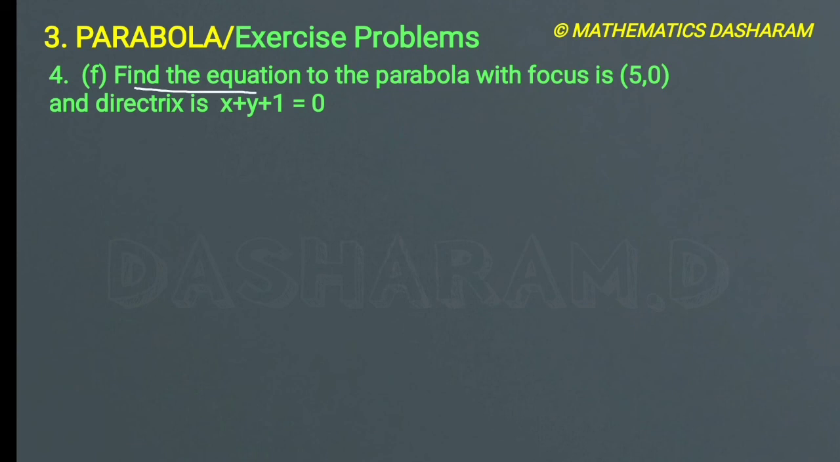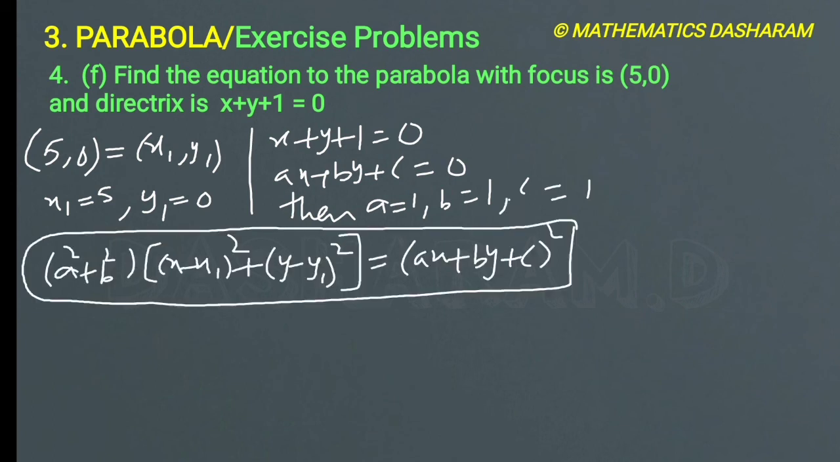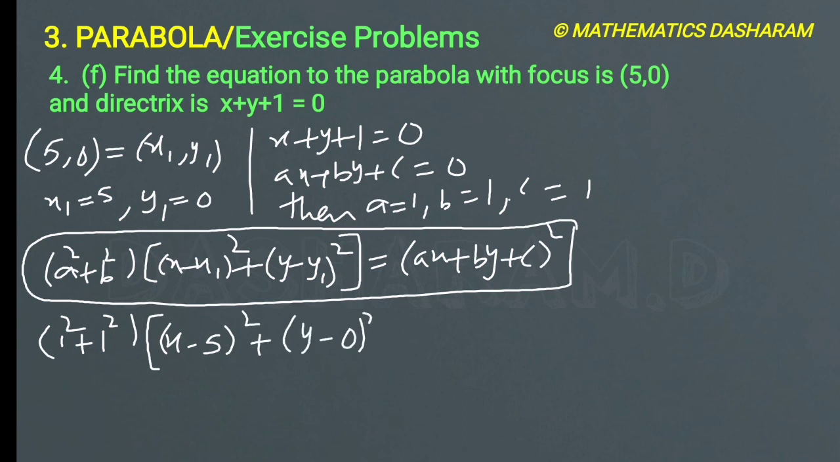Question number F. Find the equation of the parabola with focus (5, 0) and directrix x + y + 1 = 0, and c equals 1. So now the required formula is: here a value 1, b value 1, a squared plus b squared times (x minus x1) that is 5, plus (y minus y1) that is 0, whole squared, equals (x + y + 1) whole square.